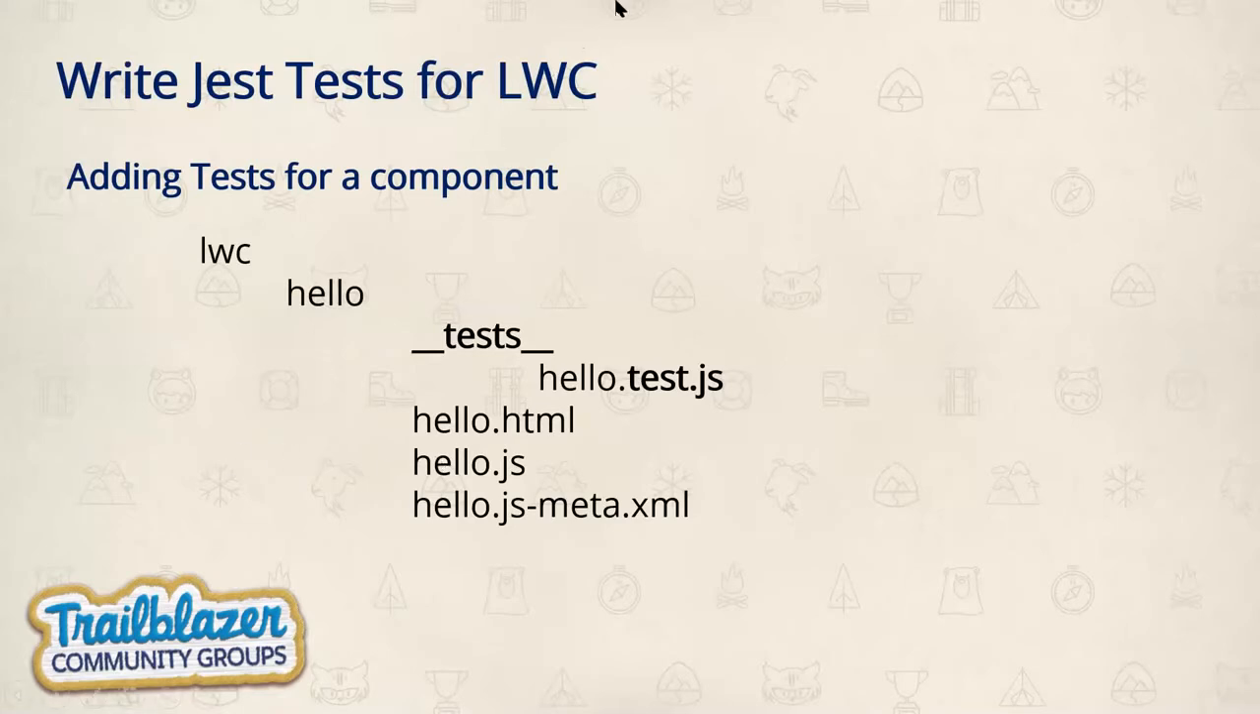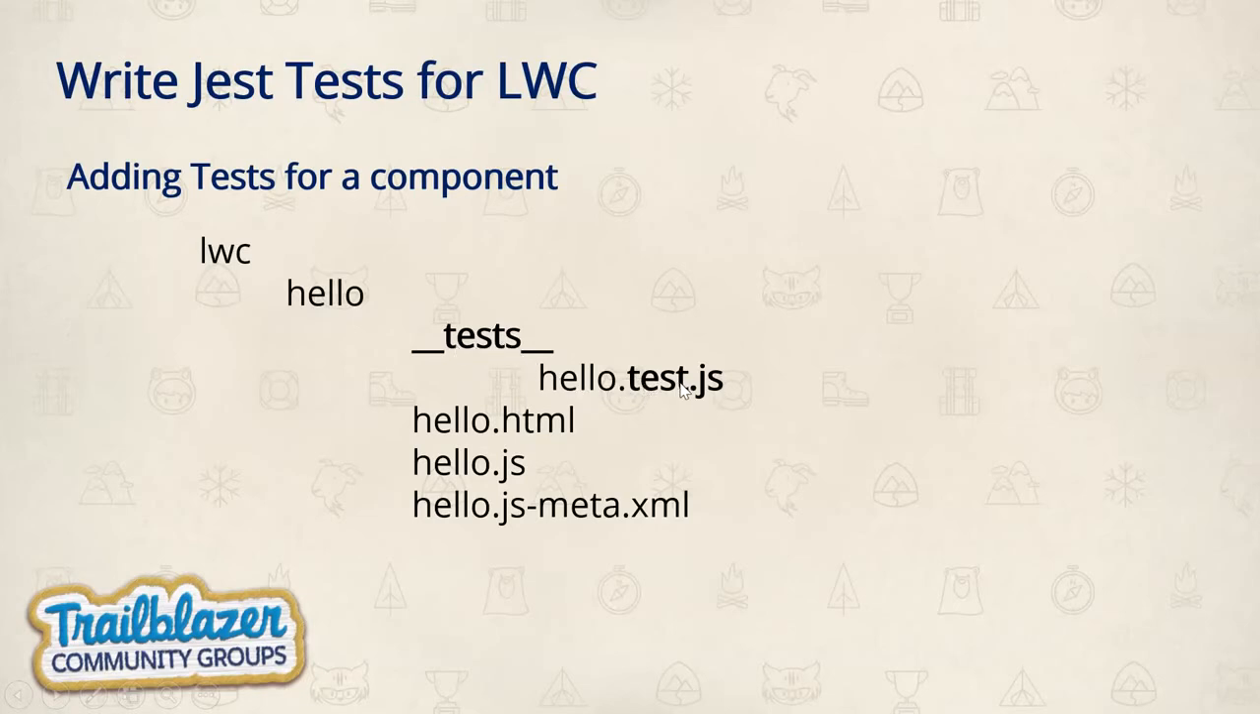Before we start writing the test, we have to get to know the structure of the file. Here I mentioned one sample, so let's consider the hello component. LWC indicates the root folder wherein all the LWC components will reside. For the hello component, we have to create a double underscore tests double underscore folder. Within that only we are going to write the test file.